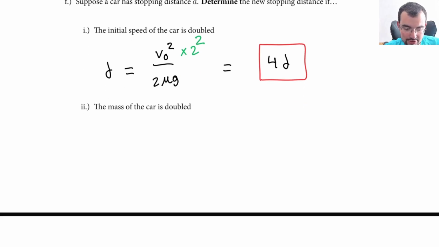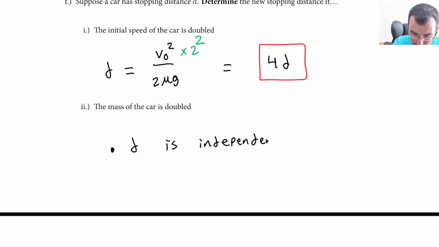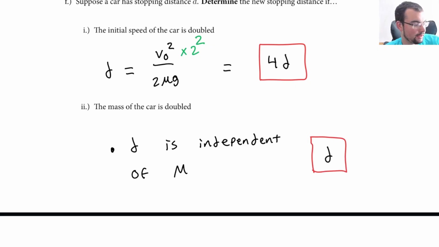So very big changes. What if the mass of the car is doubled? Well, d is independent of m. There's no mass of the car in this expression. So this means the stopping distance is still d. All right, there's our friction.